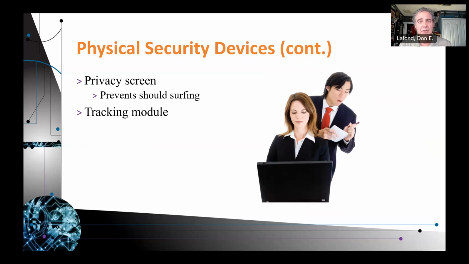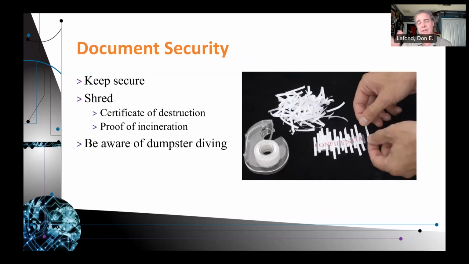You might also have a tracking module that keeps track of where the device is. If the device gets lost or stolen, you're able to determine where it is, much like your smartphone has the ability to be tracked when it goes missing. Document security, keep secure.